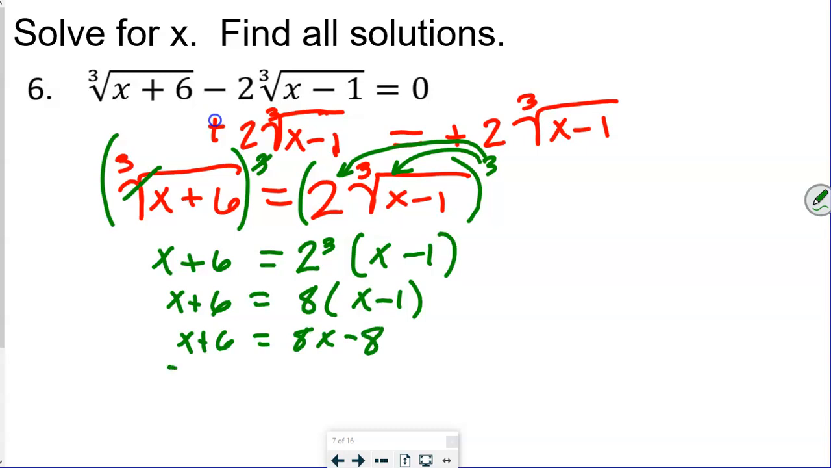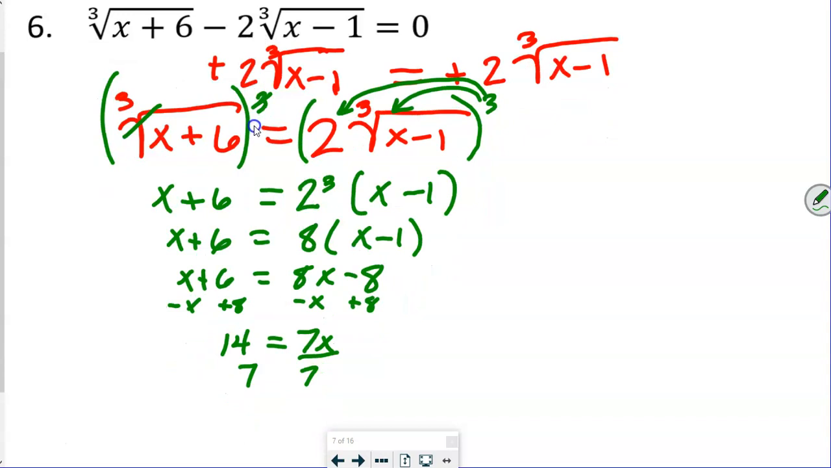Now I'm going to subtract the x from over here and I'm going to add the 8 to both sides. So that's going to give me 14 is equal to 7x. And then we're going to divide both sides by 7. So x is equal to 2.